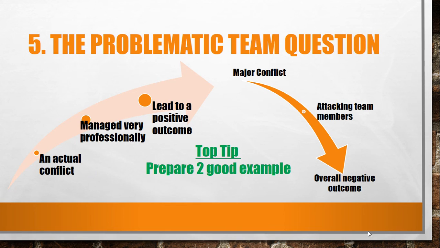It's a top tip for this question. Never say anything negative about anyone at any point, because it's only going to count against you. And if you pick a project with an overall negative outcome, you've just set yourself up to fail. So, top tip is to prepare 2 good examples where there was actual conflict, but where you figured it out, you put in support, you worked well with your team members, and the problem was solved, and a positive outcome happened in the end. So hopefully this video was really helpful to you.